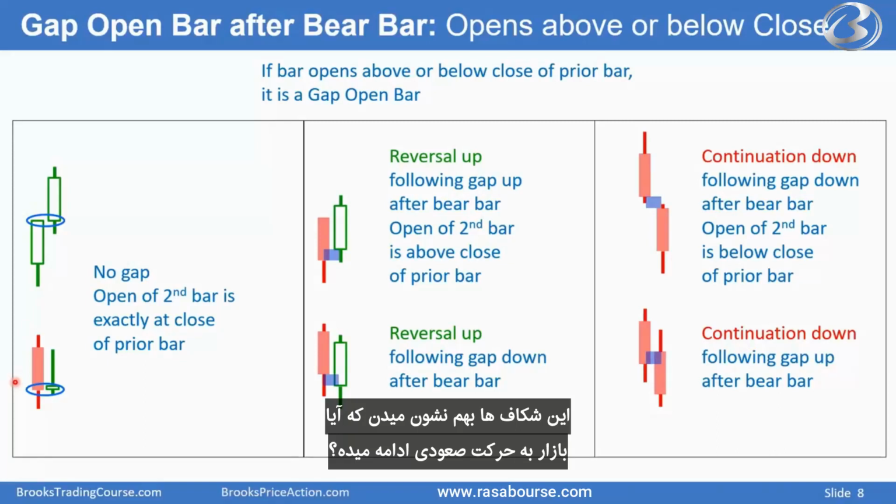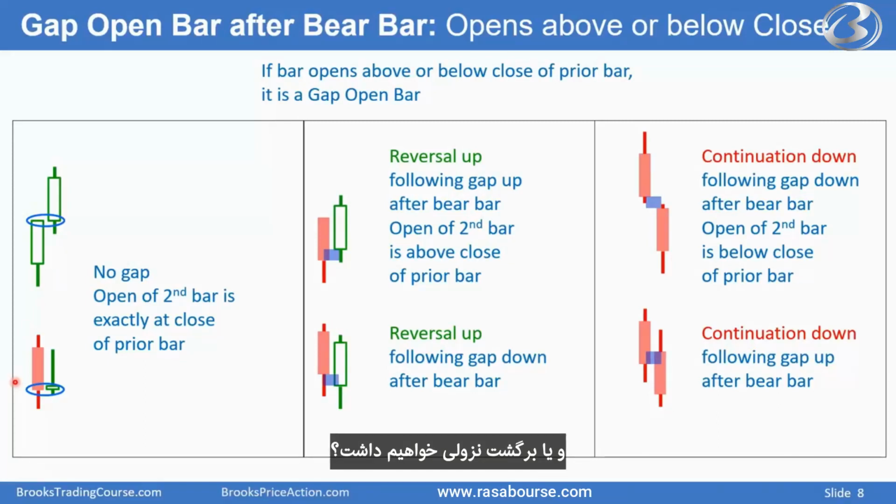Do I think the market is going to continue up? Do I think it's going to reverse? If I think it's going to continue up, I'm looking to buy for a scalp. If I see a reversal up with gaps, then I'll be looking for some kind of a buy, or maybe a test down to the gap. If I see a continuation down, I'm looking for lower prices and I'm looking to sell.